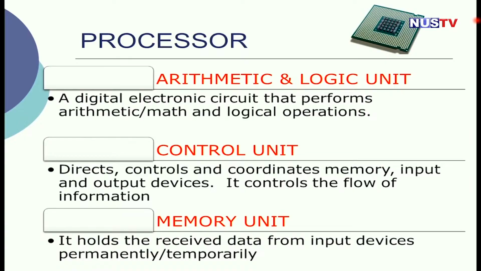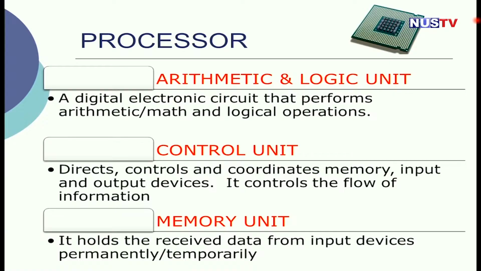These three components have different functions. Now the first one is the ALU. ALU stands for the Arithmetic and Logic Unit. It is basically a digital electronic circuit that performs arithmetic or math and logical operations. Now every time I think of the ALU, I basically think of math. And so the ALU does operations such as subtraction, addition, division, and multiplication. So when you enter these formulas into your computer, the ALU is responsible for processing them.